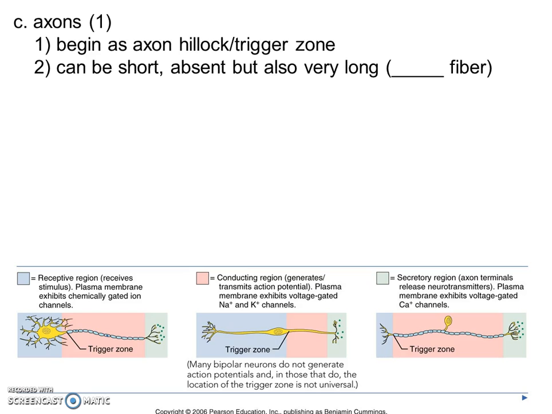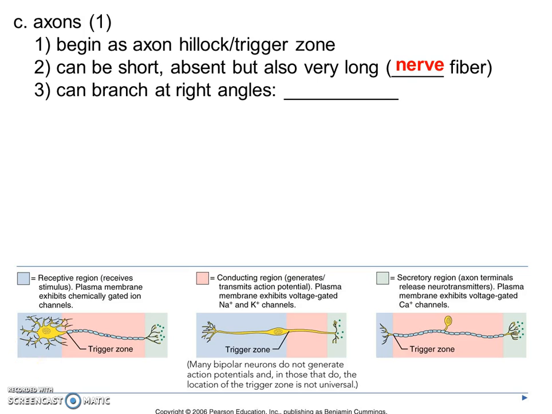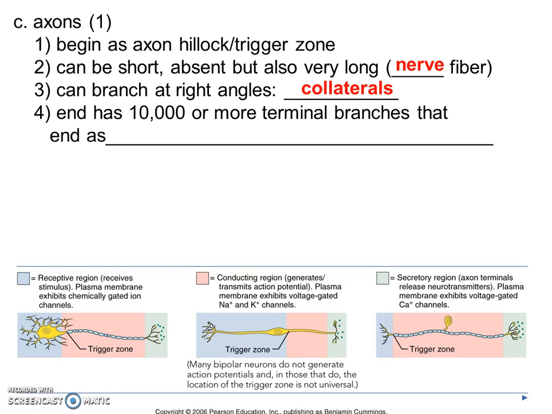So let's look at axons. Axons begin at the axon hillock, or what we call the trigger zone. They can be short, they can be absent, but most of the time they're very long, and we know them as the nerve fiber. They can branch at right angles. You see this one branching at right angles. Those are called collaterals.